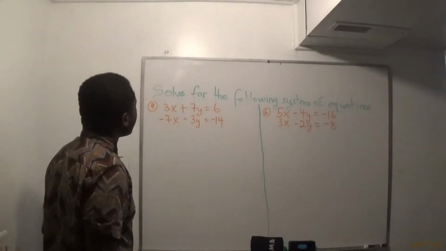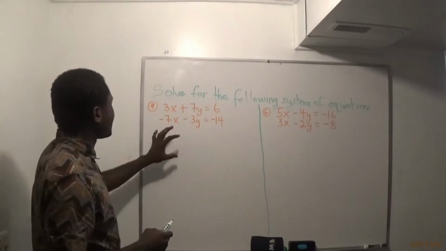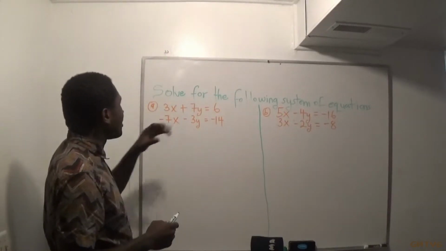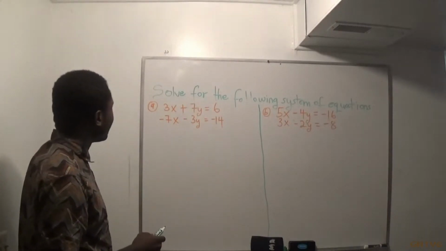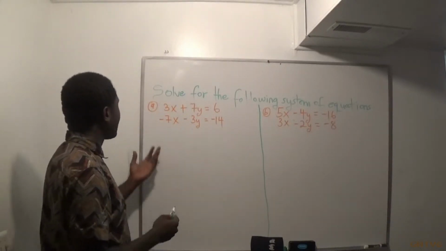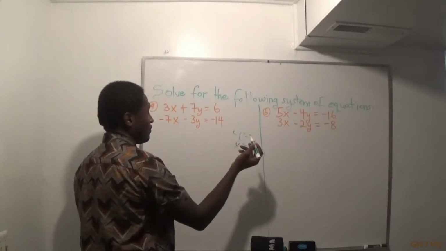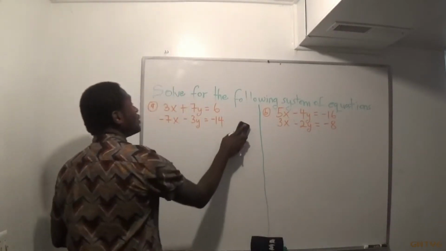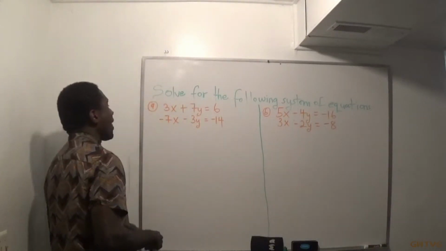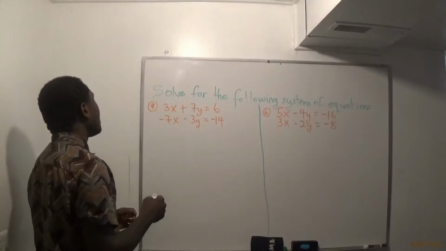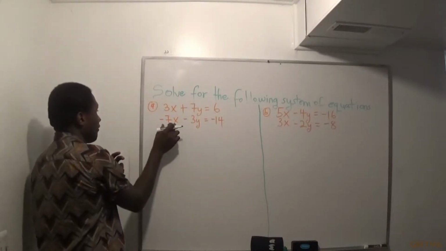So how am I going to solve the following system of equations? I see two equations, and I'm being asked to solve it. Well, I can use the elimination method. I don't see any y equals or x equals for me to consider using the substitution method anyway. For the elimination method, I can choose any variable that I want to get rid of. So let's say I want to get rid of the variable x.